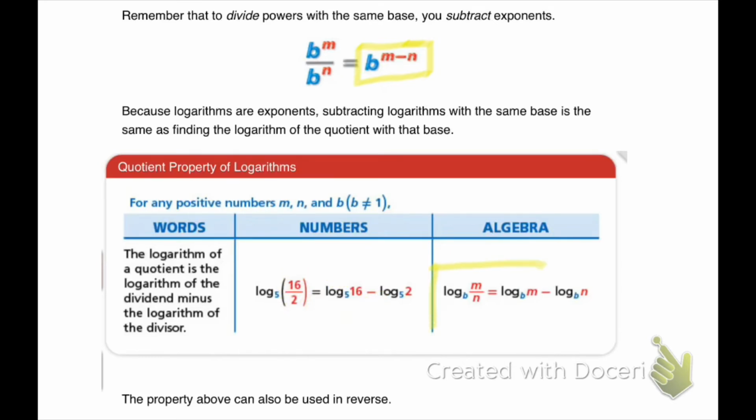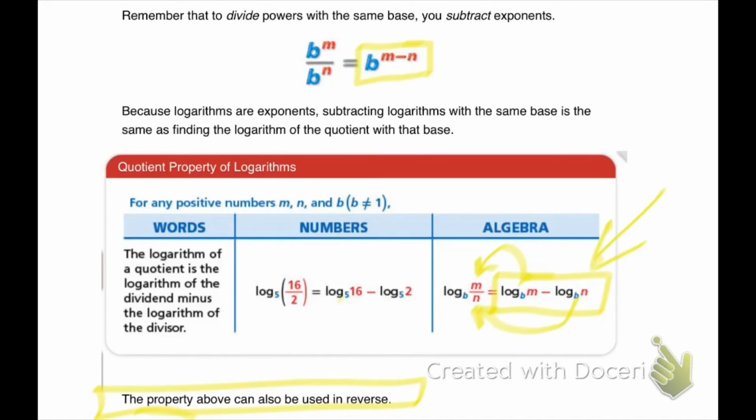Now here it is without any numbers. Works both ways. So I could start here. M comes first, and then n. Subtract both logs. Notice that the bases are the same. Have to have the same bases. Or I could work the opposite direction, as it says down here. I could start with this, and then since the m comes first, that goes on top. The n comes second, that goes on the bottom. So I could write it as a single logarithm. We'll probably be doing this more often, but it does work both ways.